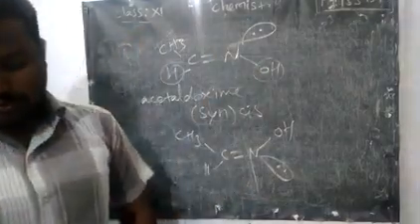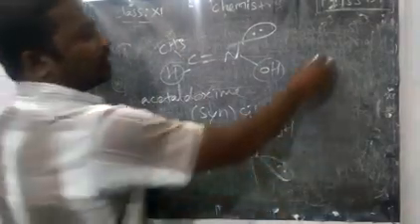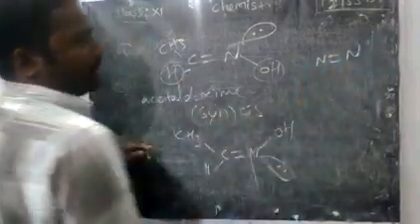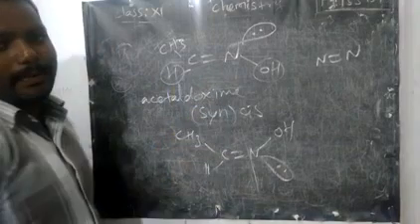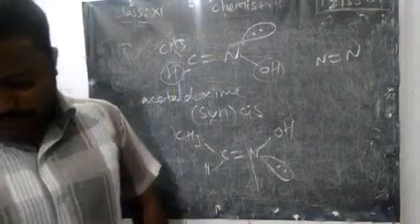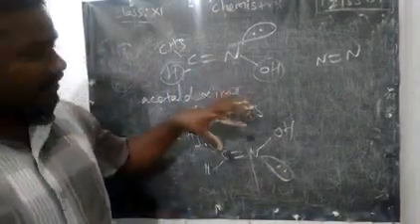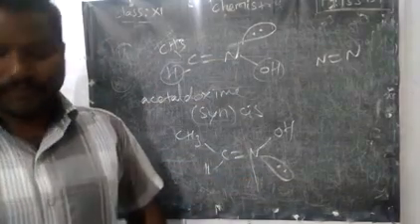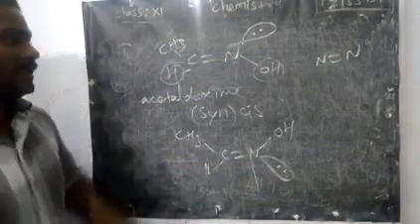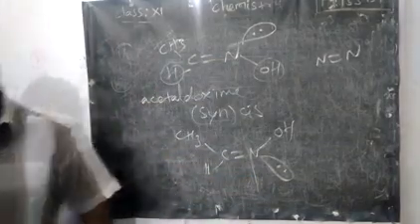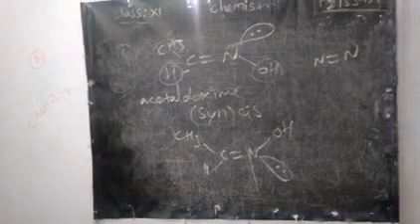anti. See, azo compounds mean N double bond. Oxime means C double bond N. Because of this, present in the cis form and the trans form, we tell this is another type of isomerism. Next, we are going to see optical isomerism.